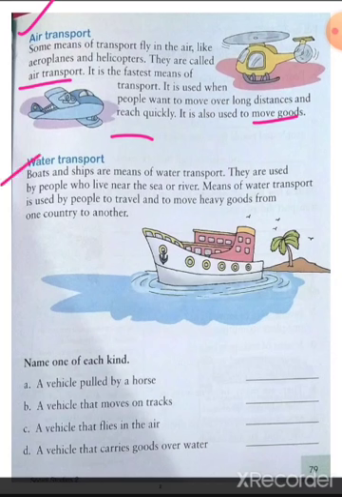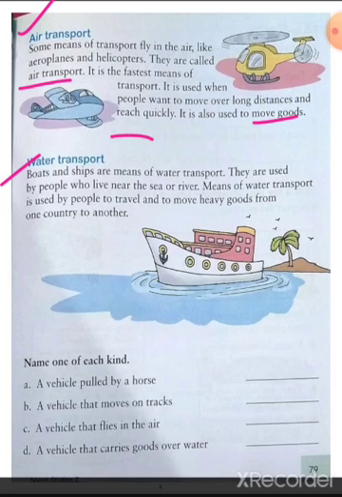Now, talking about water transport, boats and ships are means of water transport. So, they are used by people who live near the sea or river. Means of water transport is used by people to travel and to move heavy goods from one country to another.